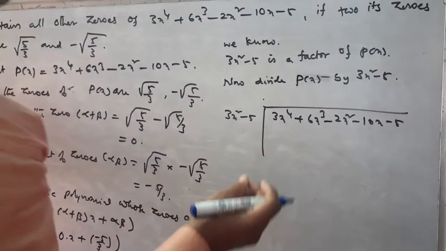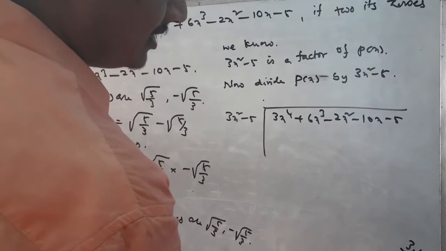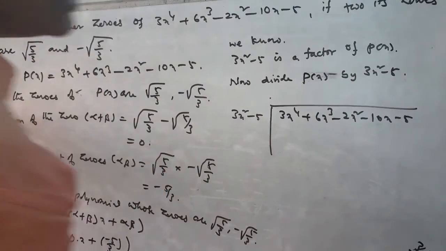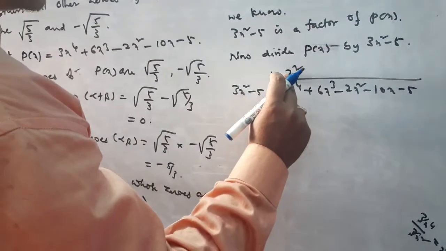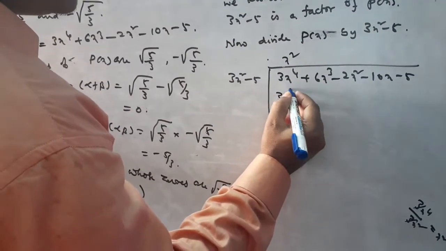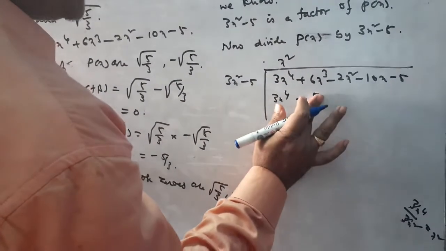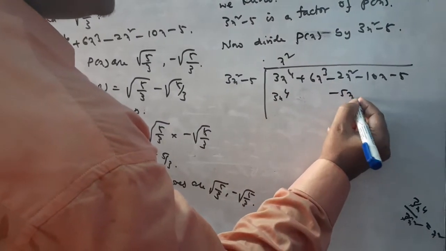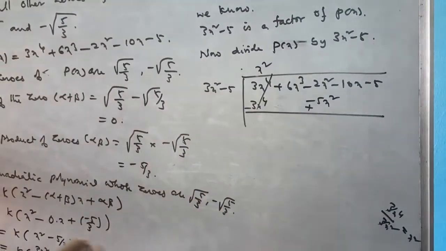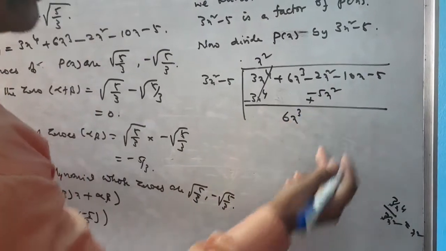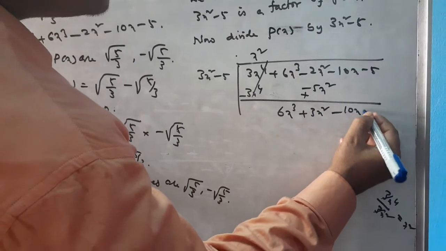Now the first term of the quotient: 3x to the power of 4 by 3x square, we will get x square. So x square into 3x square minus 5 gives 3x to the power of 4 minus 5x square. Change the sign, minus plus, these both will be cancelled. Remaining is 6x cube plus 5x square minus 2x square, that is 3x square, minus 10x minus 5.